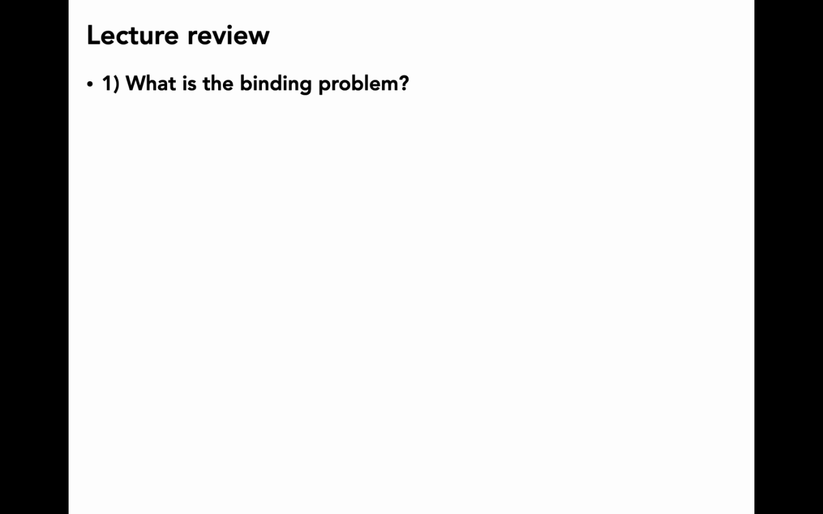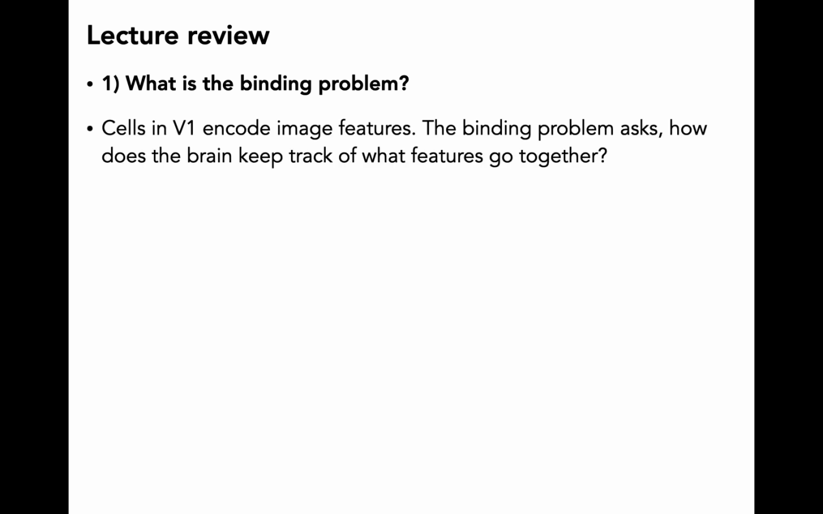So we've come to the end of the lecture and the lecture review. Question 1: What is the binding problem? Cells in visual cortex encode image features. And the binding problem simply asks, how does the brain keep track of what features go together? So if you're looking at multiple objects, how does the brain keep track of what features go with what objects?